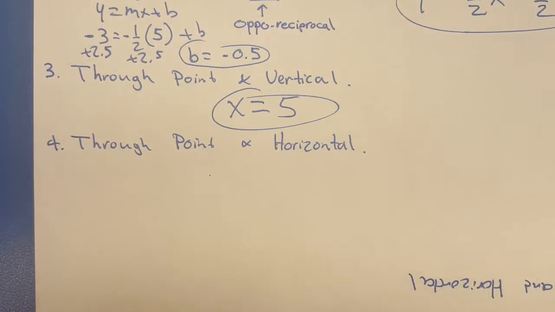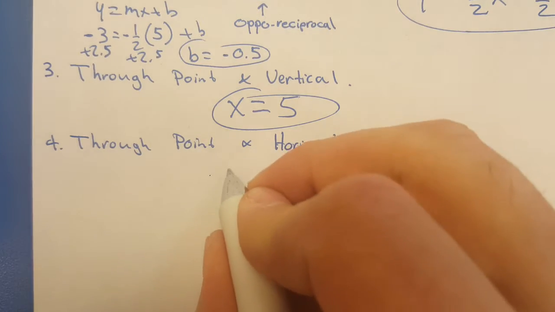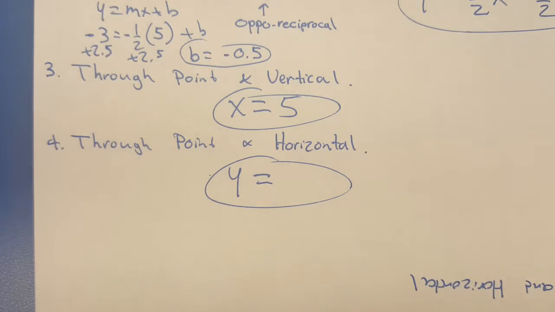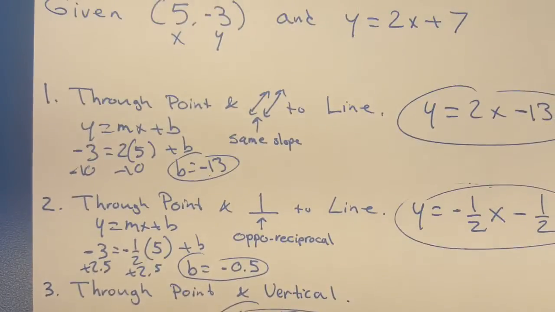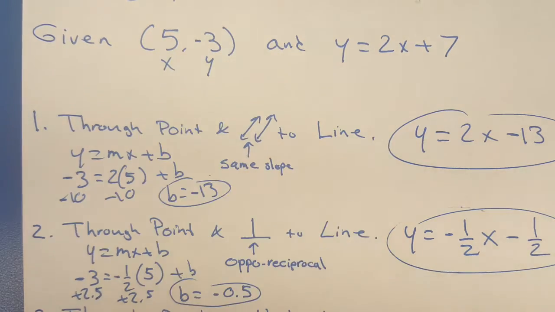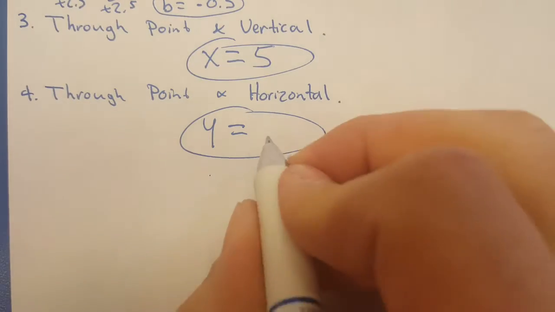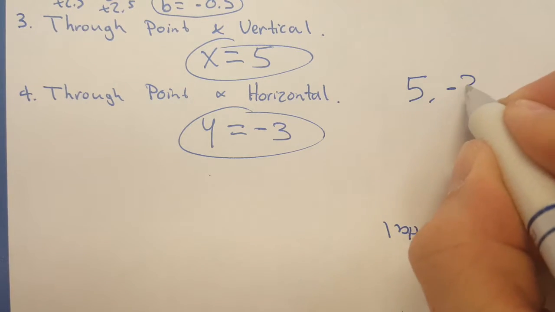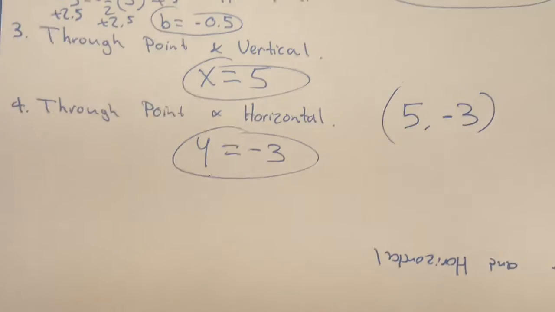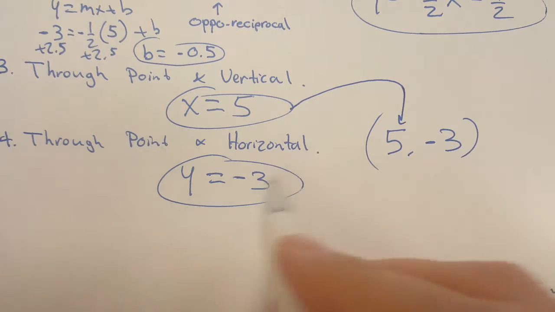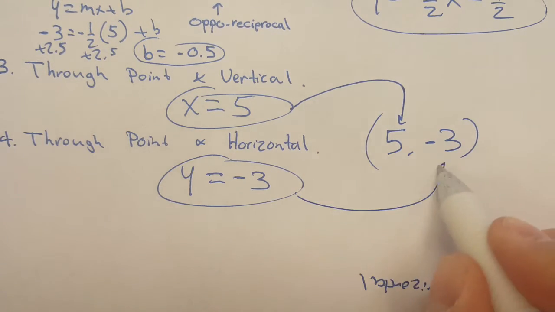Now don't think too hard here. Horizontal lines are always in the form y equals a number, and all horizontal lines have the same y coordinate. If I want to go through the point 5 and -3 horizontally, I'm going to say y equals -3. So again, for the point 5 and -3, if you want to draw a vertical line through it, you go x equals the x coordinate. If you want to go horizontal through it, you go y equals the y coordinate.